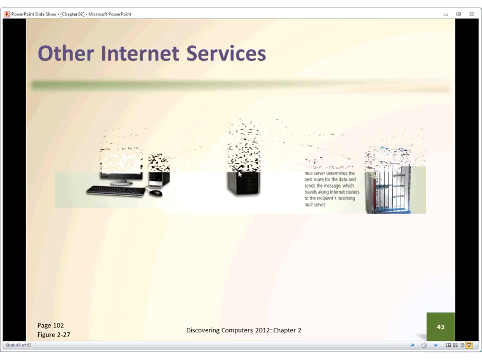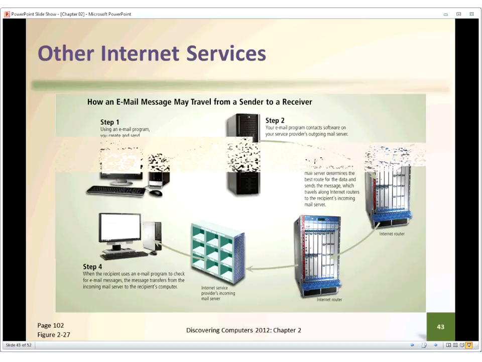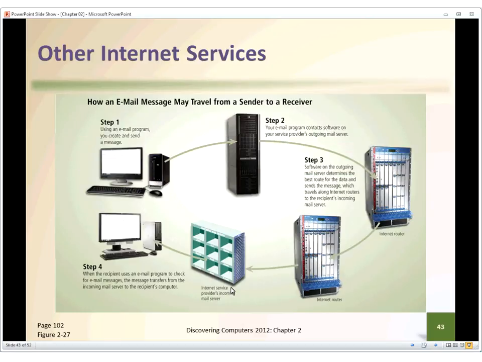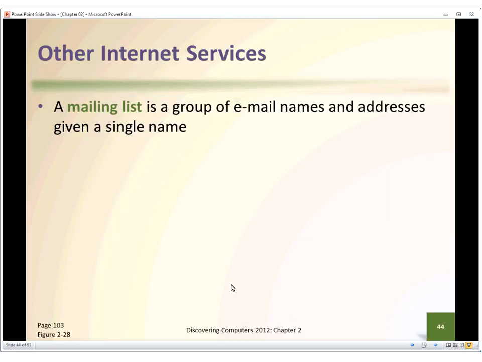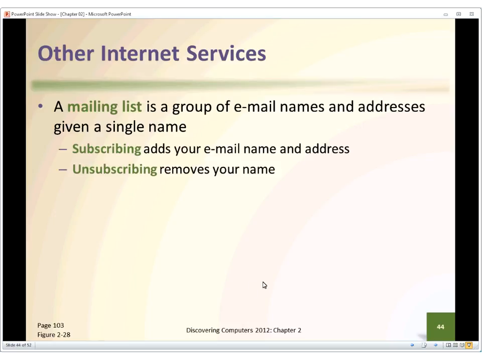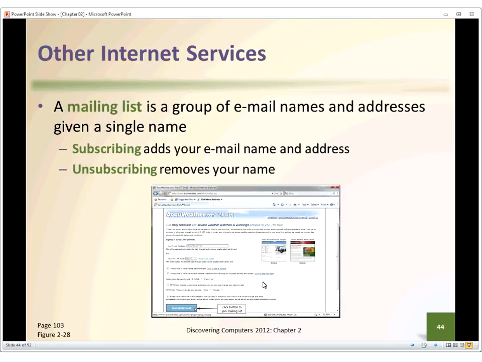So here's another flow chart that the authors have provided that takes you through the steps where that email message may travel along its way to the recipient, who's going to respond to your email, hopefully, as well. Email client programs allow you to email a group. So you can create a mailing list. You have a single name that includes all the people in that list. You can subscribe to add yourself to that email list.